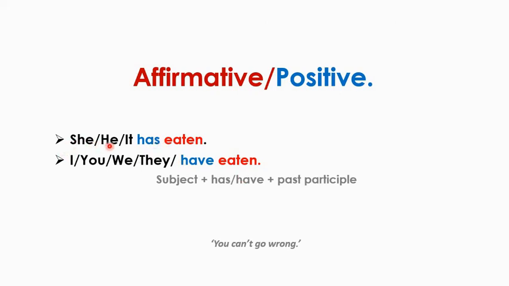She has, he has, it has eaten. And then I have, you have, we have, they have eaten. This is affirmative. It's a positive sentence. Affirmative means positive. This is the basic. This is the beginning of present perfect. Let's go ahead. Remember, we have 3, 2 to go.